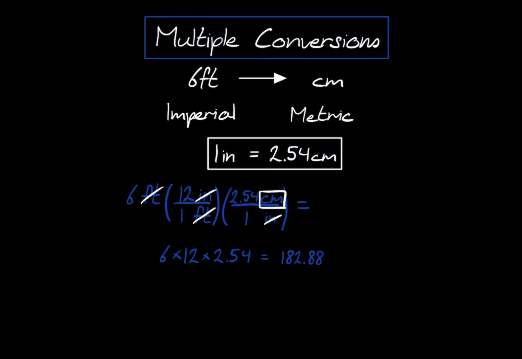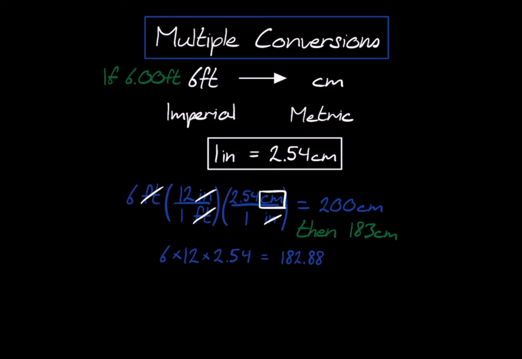182.88 centimeters. And once you factor in sig figs, your answer should be 200 centimeters. But if the question would have been to convert 6.00 feet to centimeters, then the answer would be in 3 sig figs, and it would be 183 centimeters. If you aren't yet fluent in sig figs, check out the video I made on sig figs, link in description.